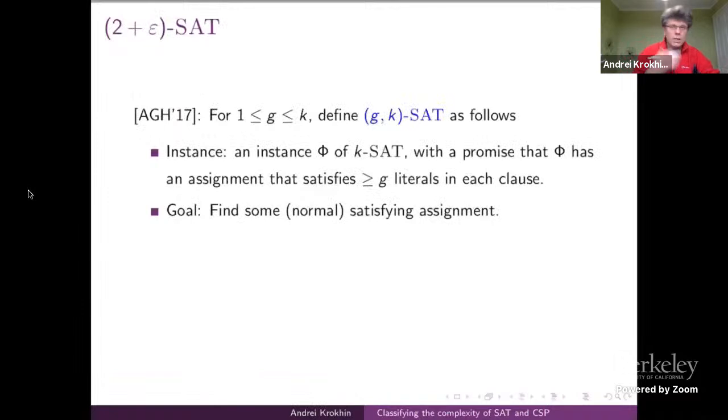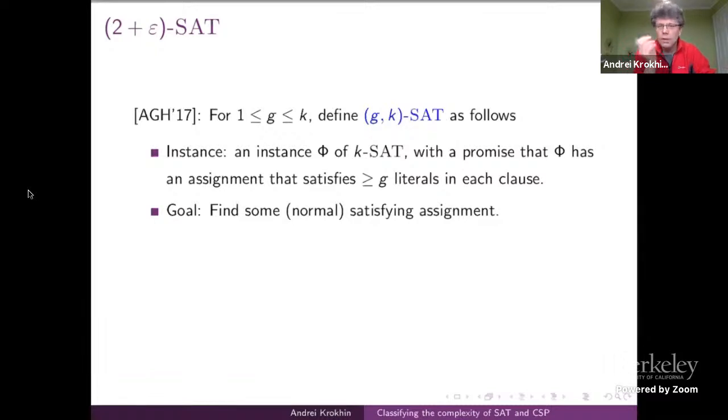Okay, now motivated by this, Austrin, Guruswami, and Håstad studied this promise problem. So approximate graph coloring is a promise problem: you are promised that your graph is k-colorable, now do something with it. A promise version of satisfiability was considered by Austrin, Guruswami, and Håstad, and it was called 2 plus epsilon SAT. You define g-in-k-SAT with 2 parameters as follows. You have an instance of k-SAT, and you have a promise that there is an assignment, you don't have it, but there is one that satisfies at least g literals in each clause.